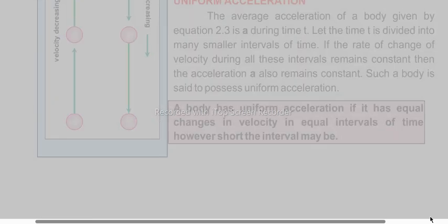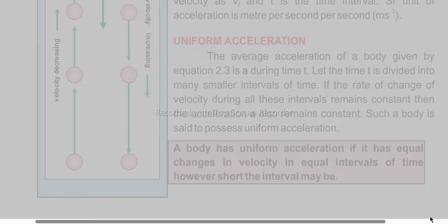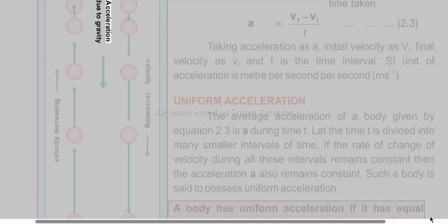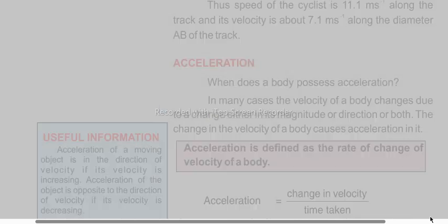Velocity decreasing. Velocity increasing due to gravity acceleration. Solution: The speed of the cyclist is 11.1 m/s along the circular track and its velocity is about 7.1 m/s along the diameter AB of the track.